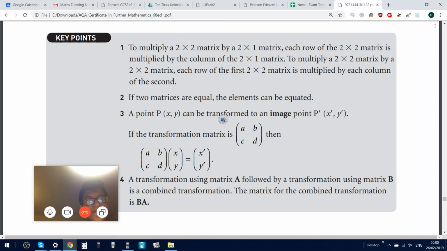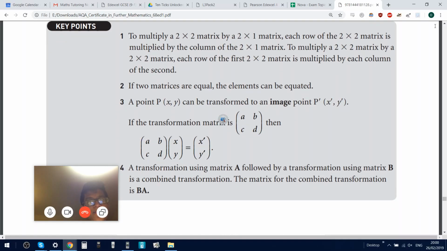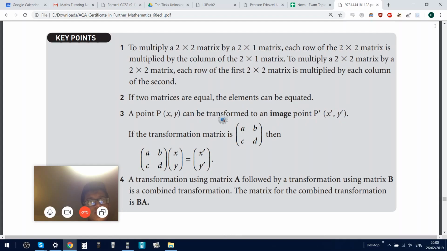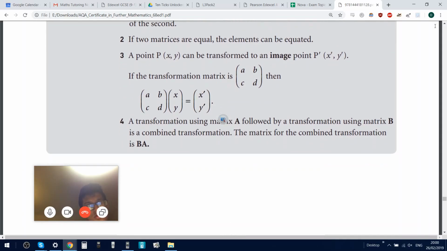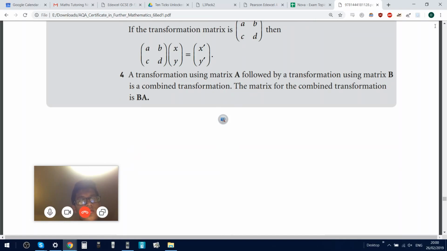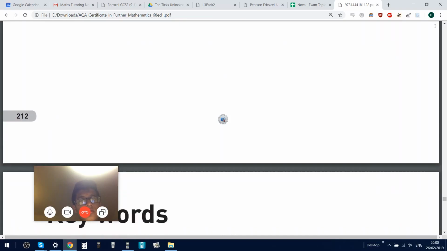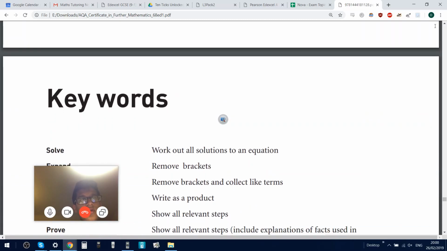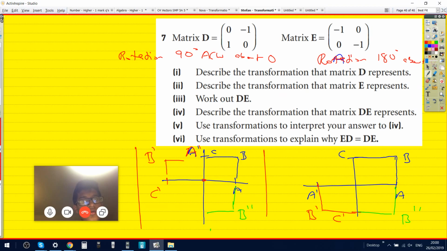Key points. To multiply matrices, the first one is down and along, down and along. So you do it that way, and you end up with the 4 things. If matrices are equal, the elements can be equated. So that's for finding the unknowns. Matrices can be used as transformations of a point to an image. Using matrices A and B is a combined transformation. So the combined transformation is BA, not AB. Yeah, and that's the end of further maths anyway.